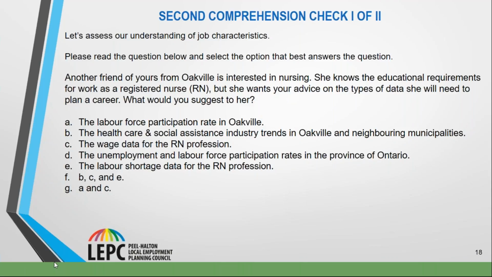A, the labor force participation rate in Oakville. B, the healthcare and social assistance industry trends in Oakville and neighboring municipalities. C, the wage data for the RN profession. D, the unemployment and labor force participation rates in the province of Ontario. E, the labor shortage data for the RN profession. F, B, C, and E, or G, A, and C. Again, we'll give you a couple minutes here to come up with your answer.